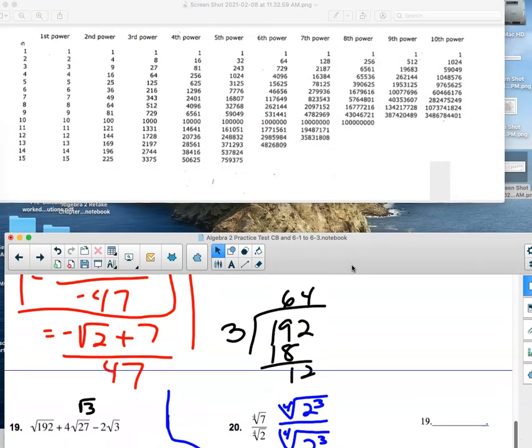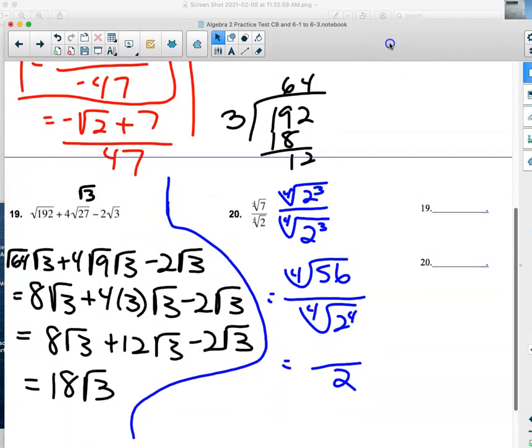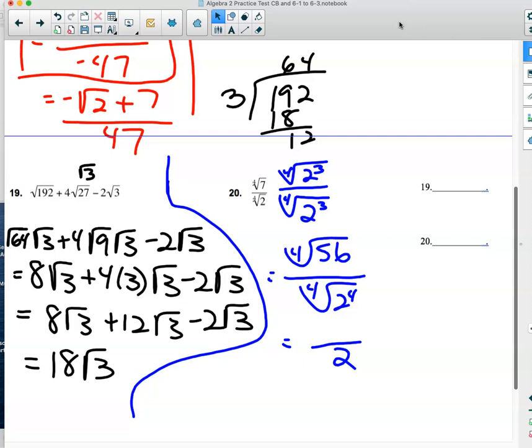4th root, 56 would be right here. The only possibility is 16. 16 doesn't divide into 56. So it's just going to be the 4th root of 56 over 2. And like I said, it's not pretty for the numerator, but we don't care. It's all about the denominator. No radical in the denominator.